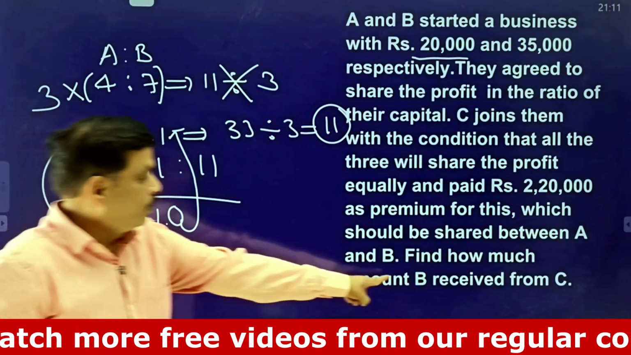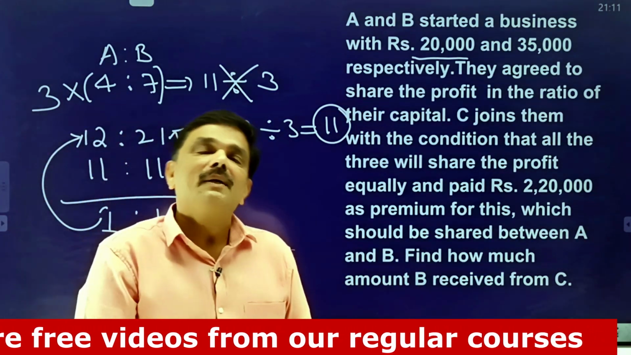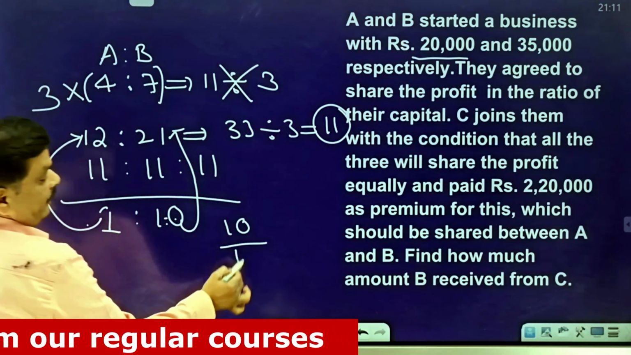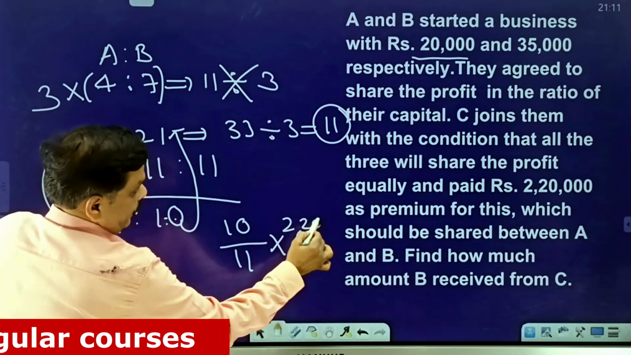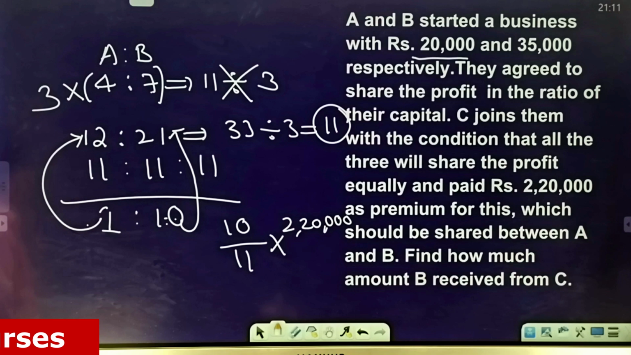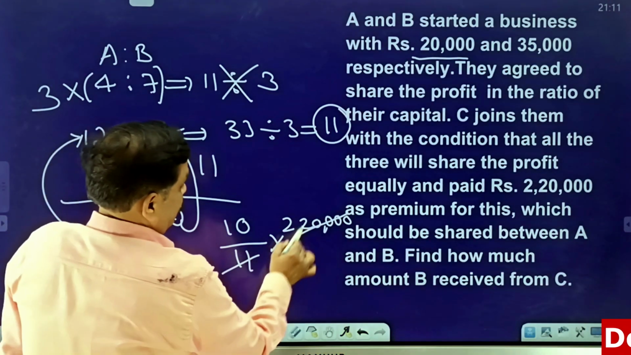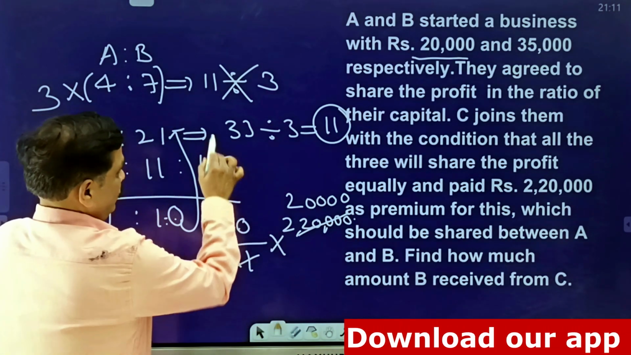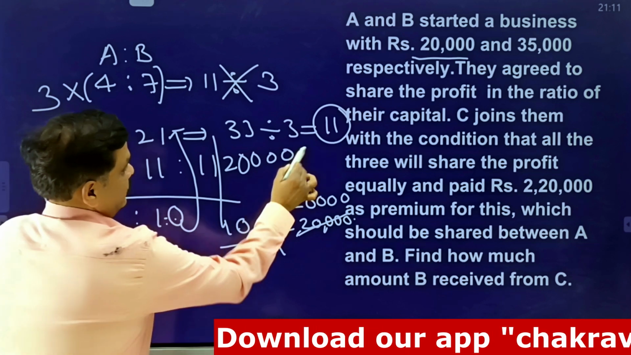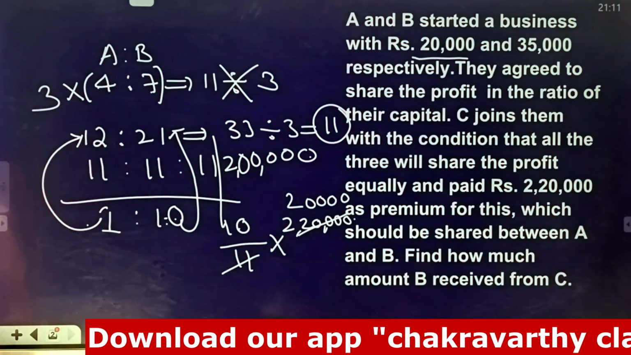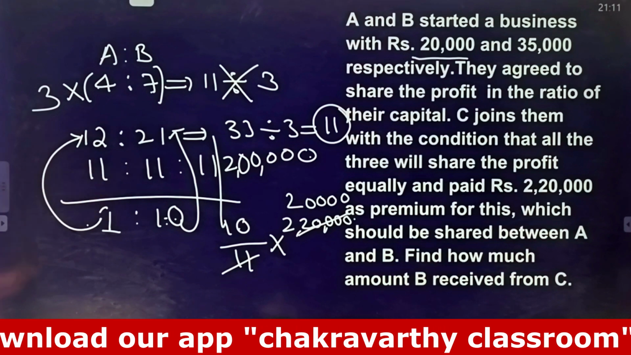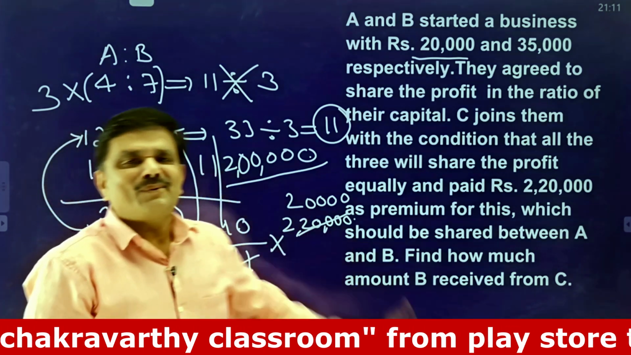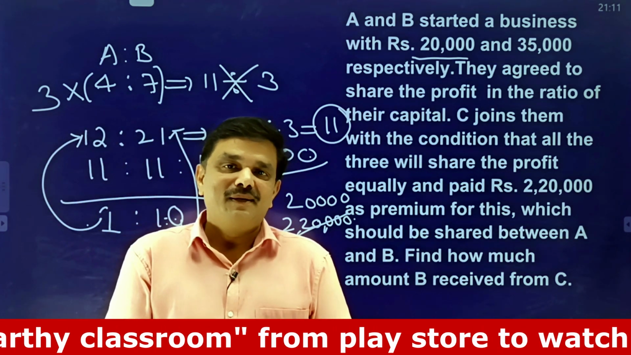Now the question is based on how much amount B received from C. That means 10 parts out of 10 plus 1, 11 parts, from 2,20,000. Now just go for simplification here. 2,20,000 divided by 11: 2 times 1, 2 times 1, and this 0, you add 2 to it, 2 times 10 is 20, and this 0 gives 2 lakhs. How much amount C has to pay to B, this is the final answer. That's it. How simple, students, isn't it?